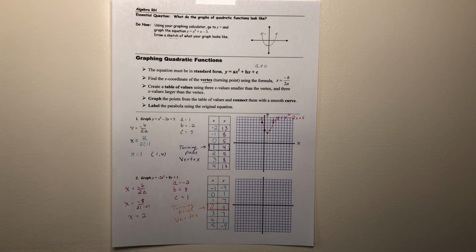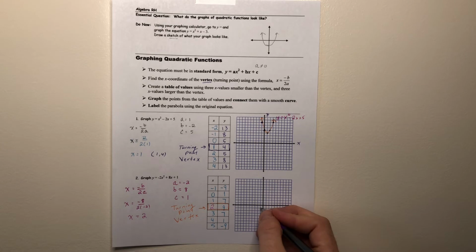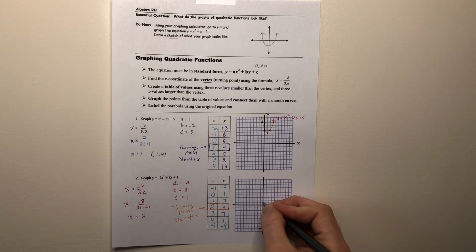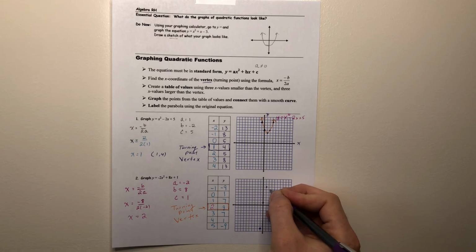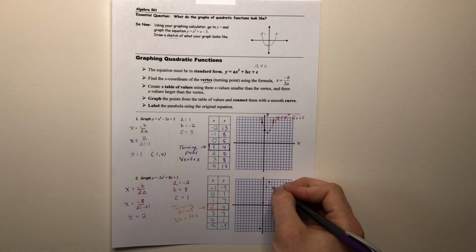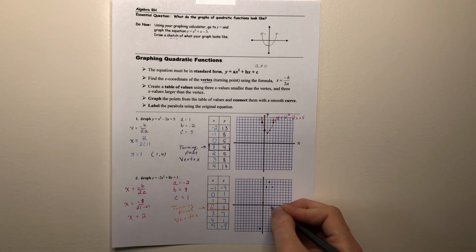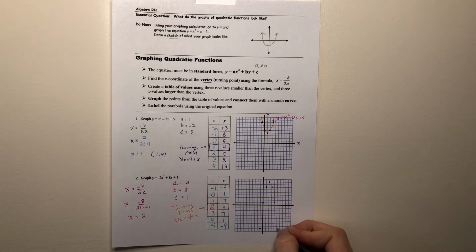So we have -1, -9. So let's see if we can even reach that. 1, 2, 3, 4, 5, 6, 7, 8, 9. Perfect. We have 0, 1, which is right here. 1, 7. 1, 2, 3, 4, 5, 6, 7. 2, 9: 1, 2, 3, 4, 5, 6, 7, 8, 9. 3, 7 is going to be right here. 4, 1 is here. And then 5, -9 is going to be down here.